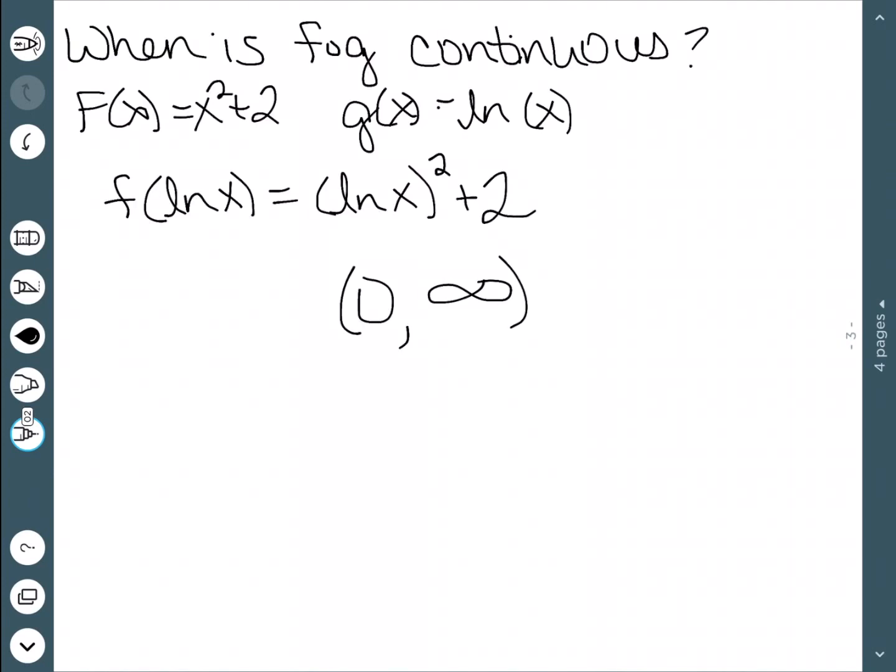And compositions are going to be very interesting that way. Essentially, that last example, if we go back to it, we know that polynomials can be defined anywhere, and ln of x was only continuous at 0 to infinity, so it made sense that the composition was continuous at the smaller of those two intervals.